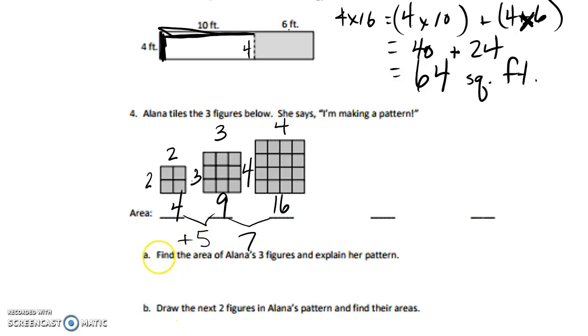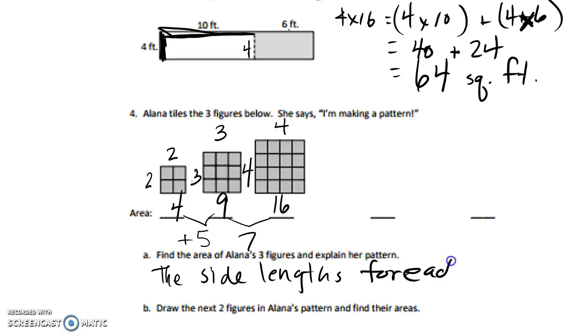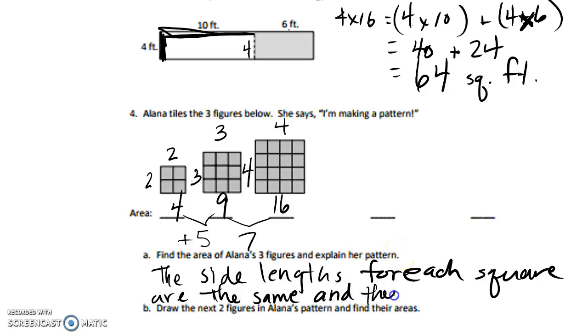Okay, so the side lengths for each square are the same, and just thought of another thing, they each increase or go up by 1, right? You have 2, then 3, then 4.